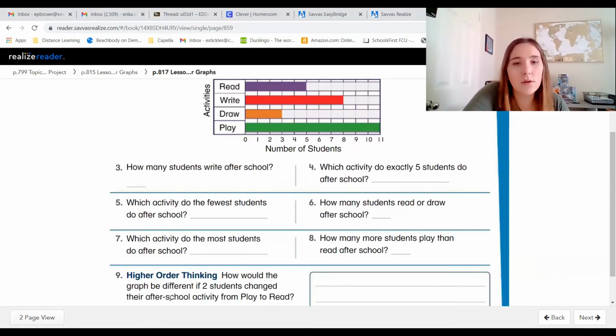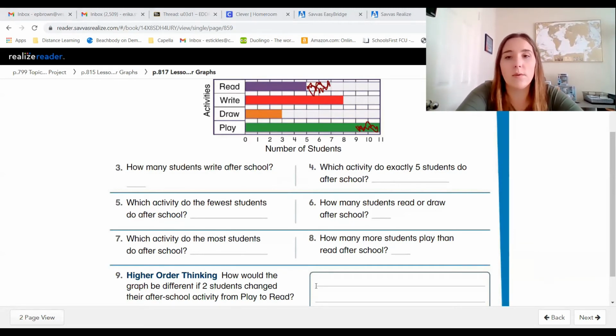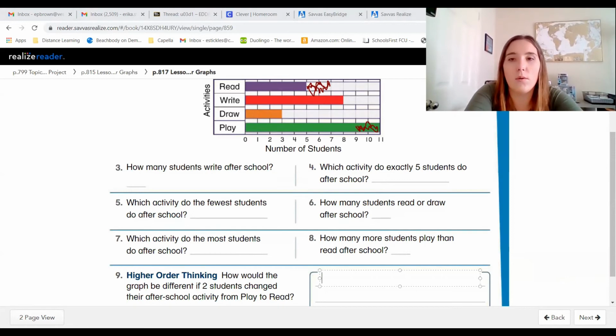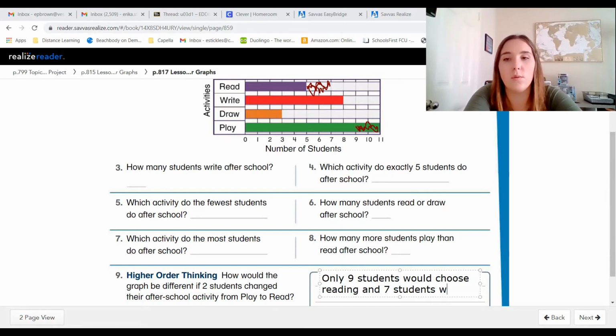Okay, number 9 says, how would the graph be different if 2 students changed their after-school activity from playing to reading? So what they want us to look at is if 2 students were not playing anymore, and instead they turned to reading, we have to fill in these 2 bars, how would the graph change? So if we write this out, we would say only 9 students would choose playing and 7 students would choose reading.